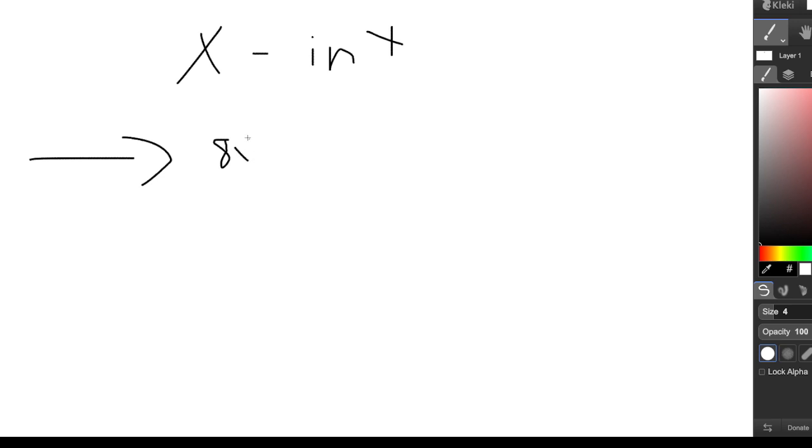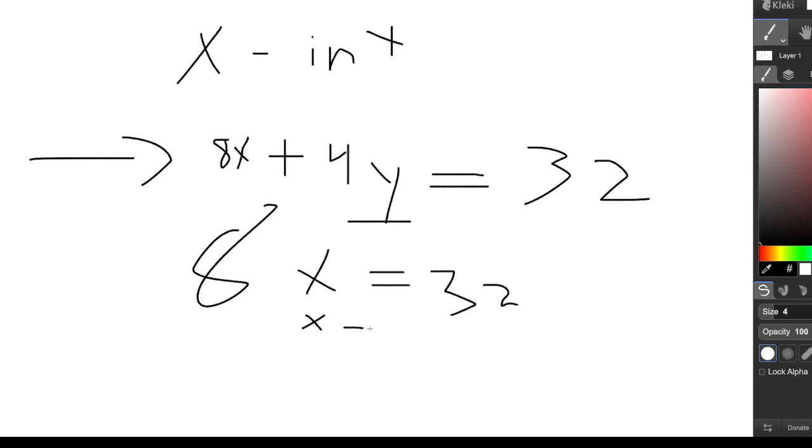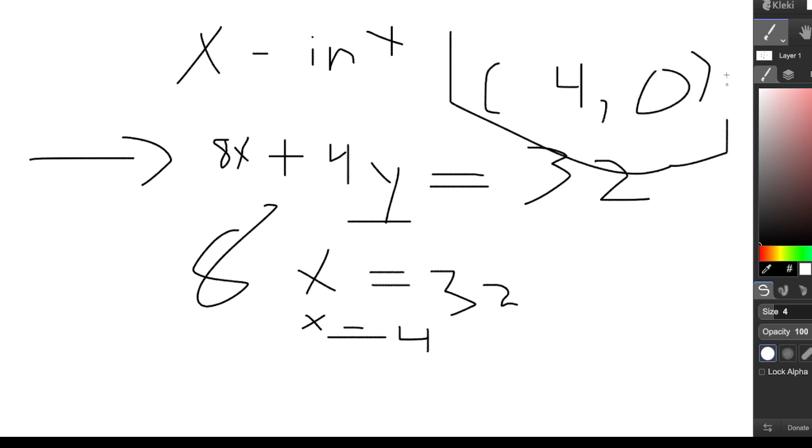8x plus 4y equals 32. Go ahead, pause the video, and find the x-intercept. Alright, so you've done that, and I literally told y'all that's when y equals 0. So 8x equals 32. Now go ahead and make sure it's in coordinate point form. So yes, x equals 4. So your answer is 4, right up here, (4, 0). That's your answer. That's the x-intercept.